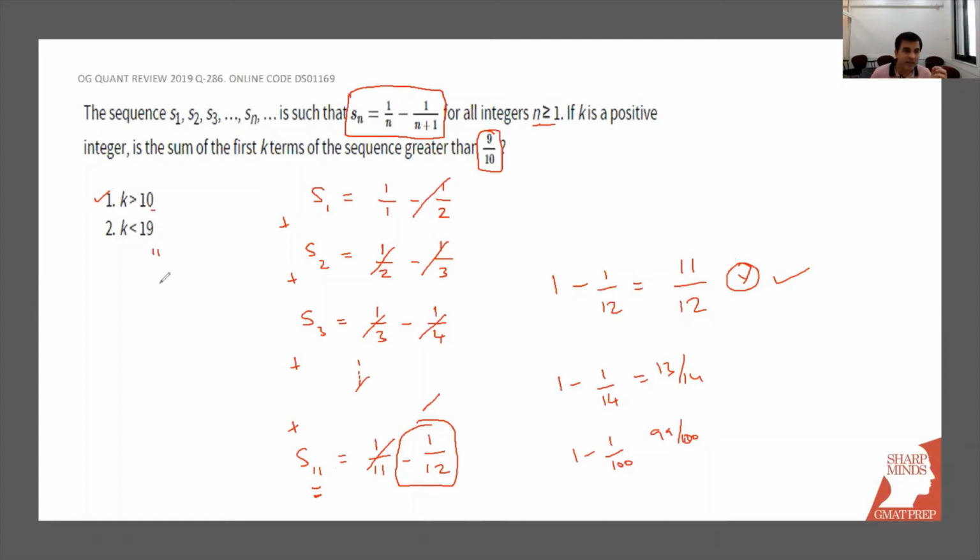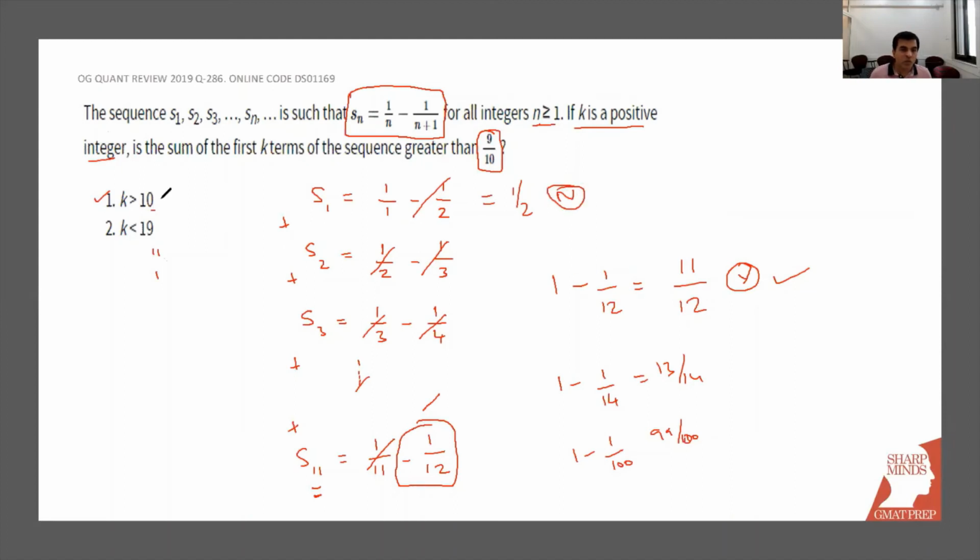And with k less than 19, it could also be 1, the smallest possible k, because k is a positive integer. That's it. So it can come as low as 1. And when k is 1, there's only one term in the sequence. So the value of the sequence is 1 minus half, which is equal to half. And when we go to the question, is half greater than 9 over 10? The answer is no, it is not.